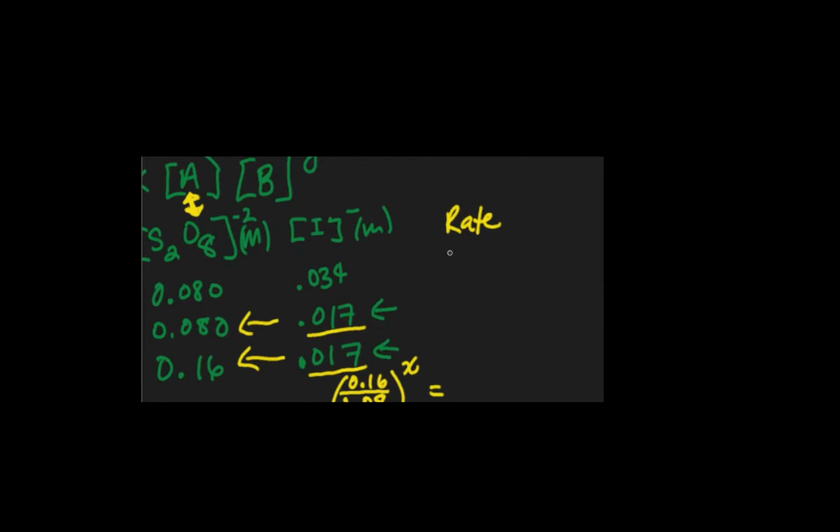So basically what we have here is a table depicting at these two concentrations, the experiment took this long. Whenever A was 0.08 and B was 0.034. Whenever A was 0.08 and B was 0.017, the reaction took this long. You understand what this is saying?